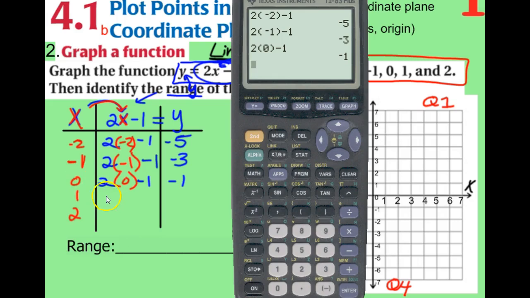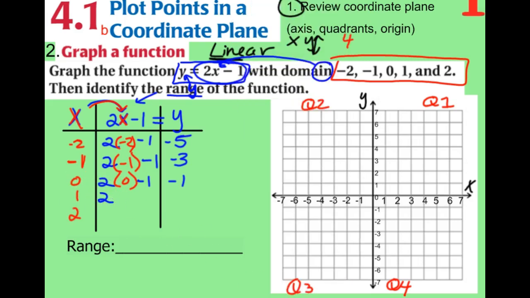Then we're going to plug in a 1. 2 times 1, and subtract 1. Well, 2 times 1 is 2. 2 minus 1 is 1. Or you could plug it in the calculator. And then last, 2 times 2, and subtract 1. 2 times 2 is 4. 4 minus 1 is 3.